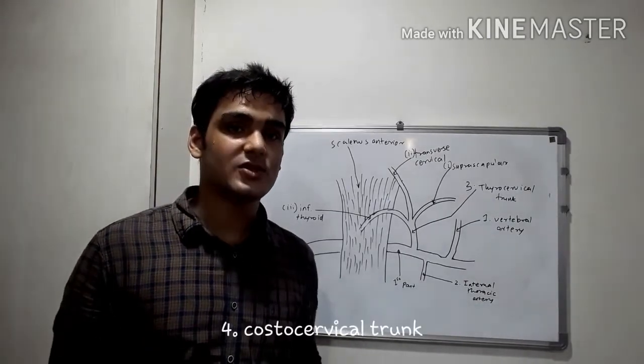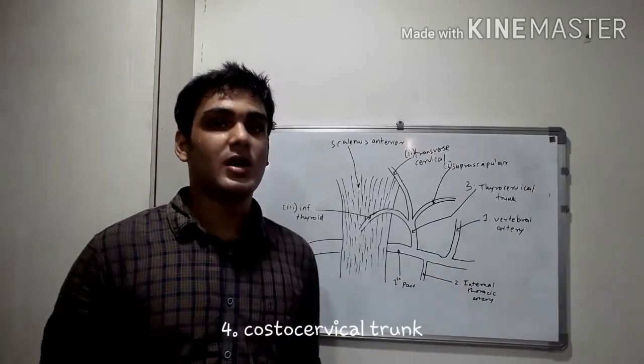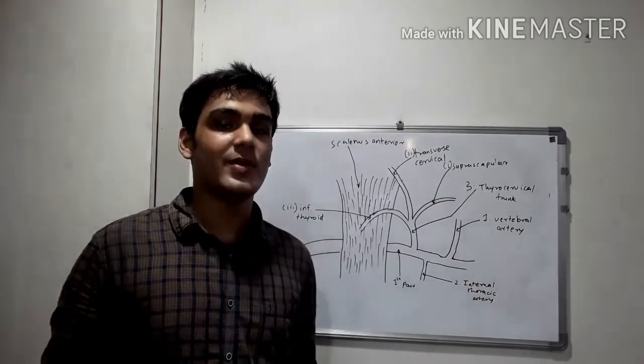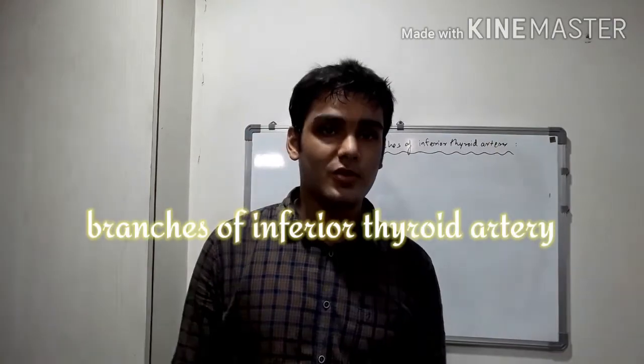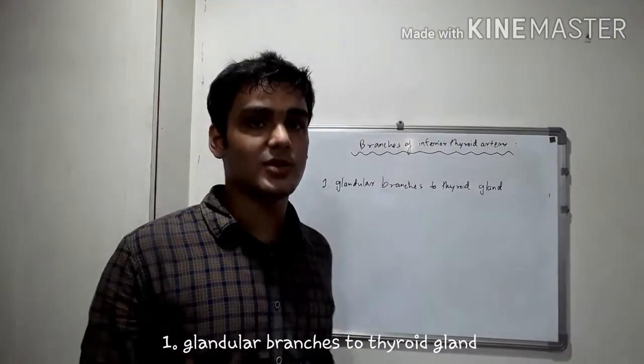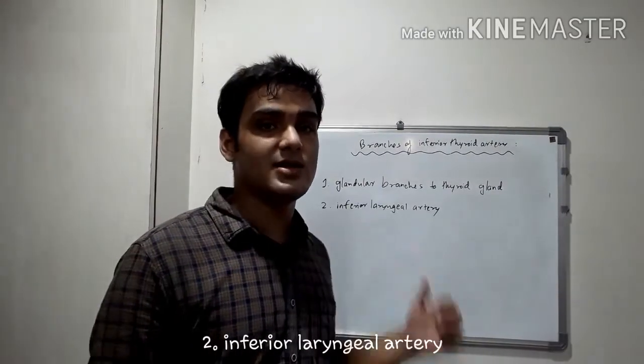And the 4th branch is costocervical trunk, but it is not visible in this diagram. I'll explain it to you with another diagram which will make it more clear. So now we come to some of the branches of inferior thyroid artery. Firstly we have the glandular branches to thyroid gland. Then we have the inferior laryngeal artery.